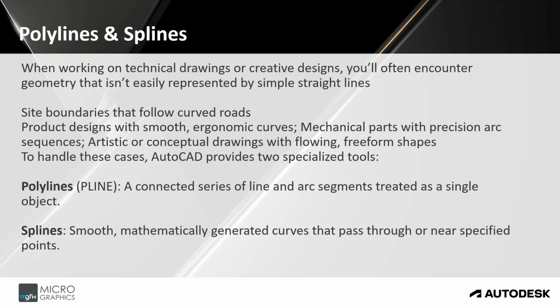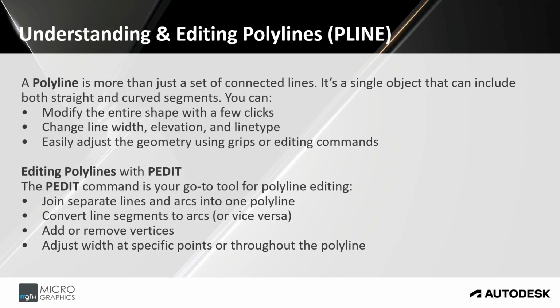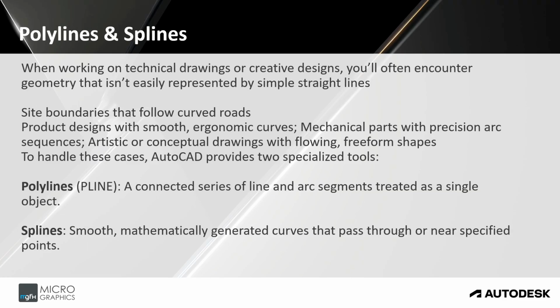To handle these cases, AutoCAD provides these two specialized tools: polylines, or the P-line command, a connected series of lines and arc segments treated as a single object. Splines, smooth, mathematically generated curves that pass through or near specified points. Both tools allow you to create complex shapes more efficiently, edit entire shapes without breaking them into individual line segments, and apply special properties like width, curvature, or elevation, such as contours on a site.